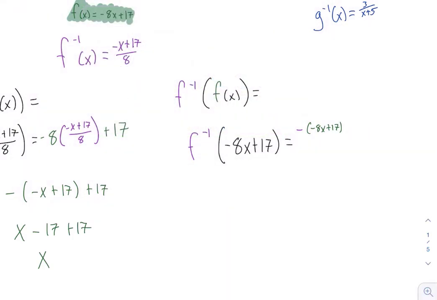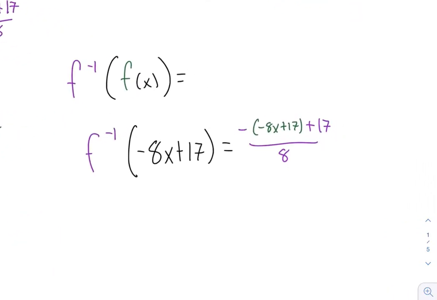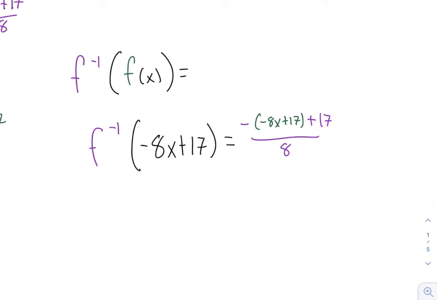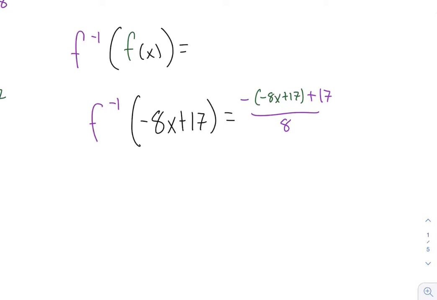Right, so we're composing the functions in the other direction. I wrote the f inverse, and anywhere I saw the x in the f inverse, I wrote the function f. And now I need to simplify. So the first thing I'm going to do is distribute this negative into that set of parentheses, and that gives us 8x minus 17 plus 17 divided by 8.